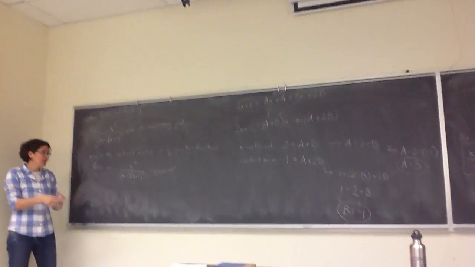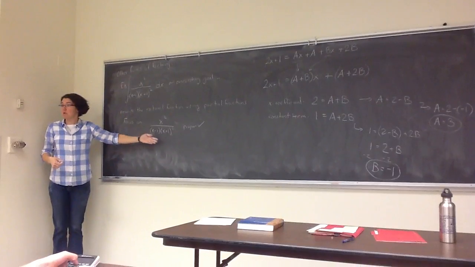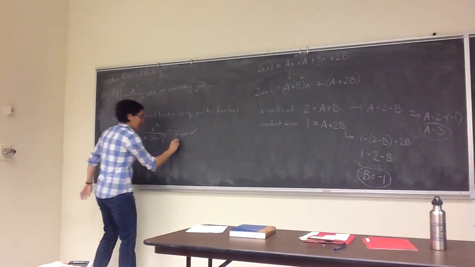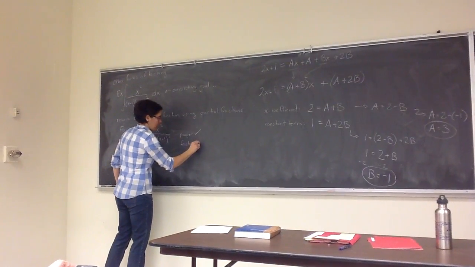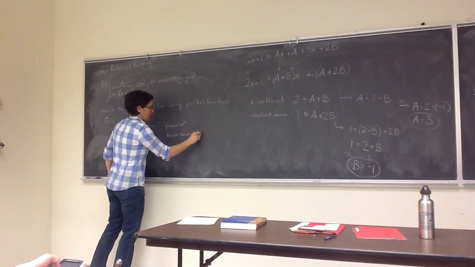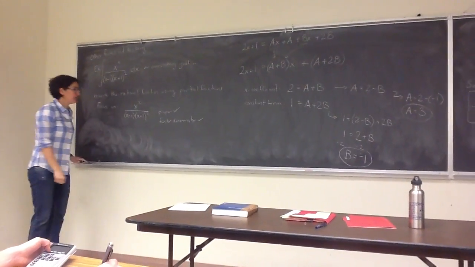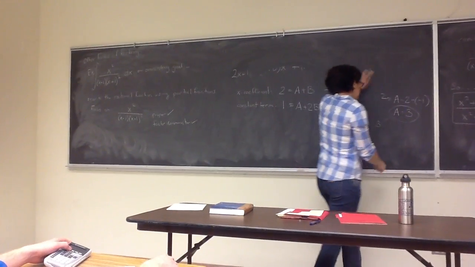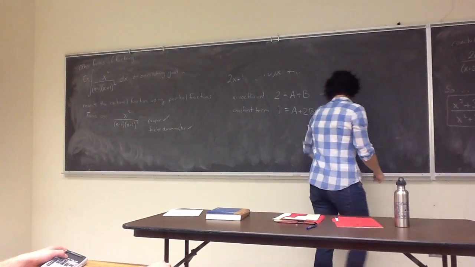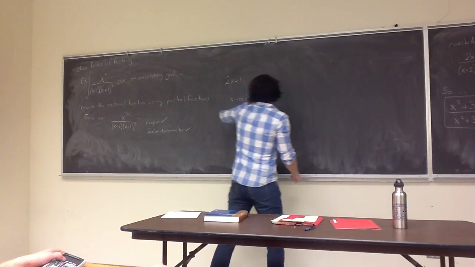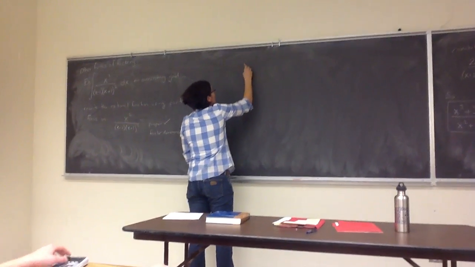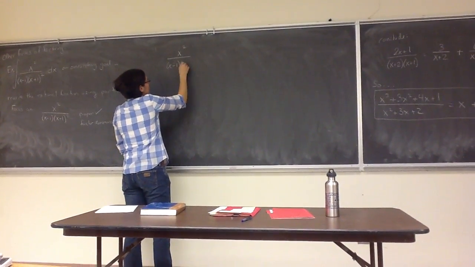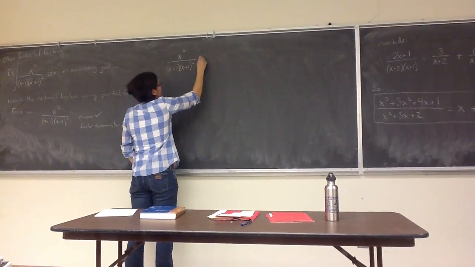Step 2, factor the denominator. Cool. Somebody has already factored this denominator for us. Factor the denominator, check. All right, our next step is to write our fraction as a sum of partial fractions. So we've got x squared over x minus 1 times x plus 1 quantity squared.